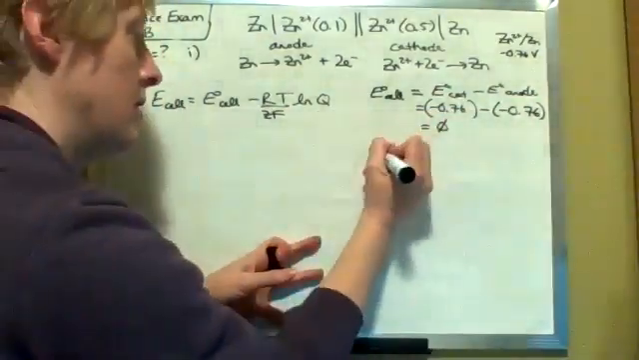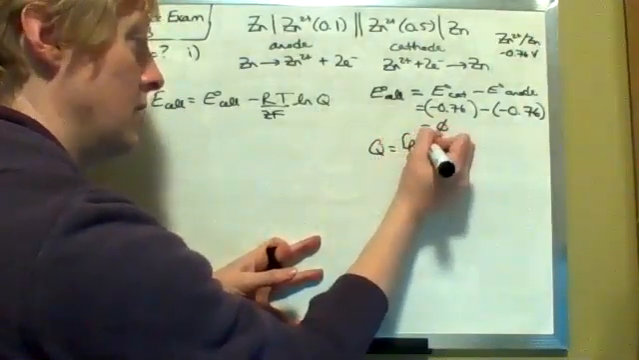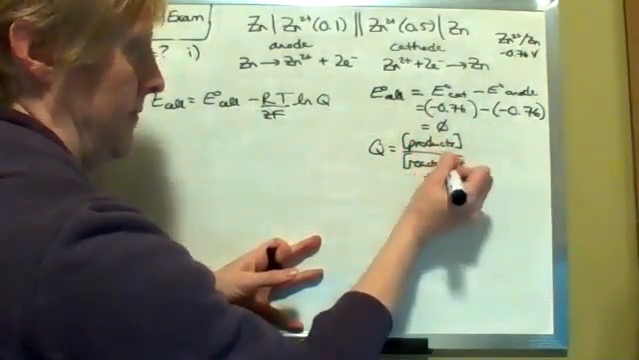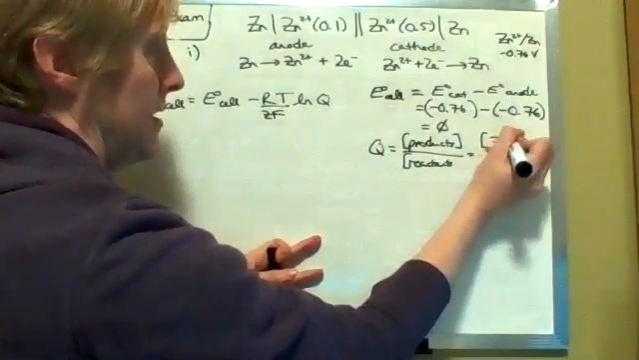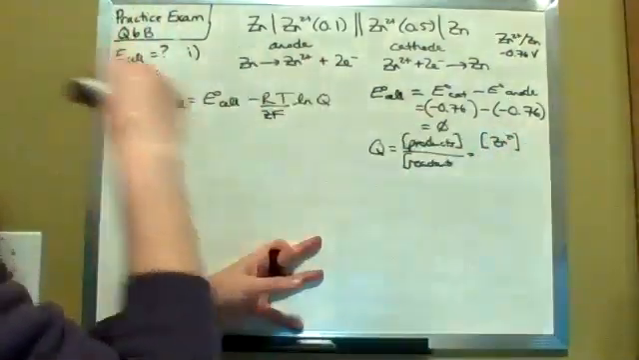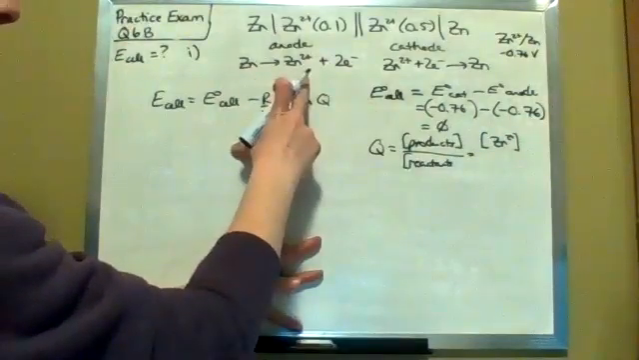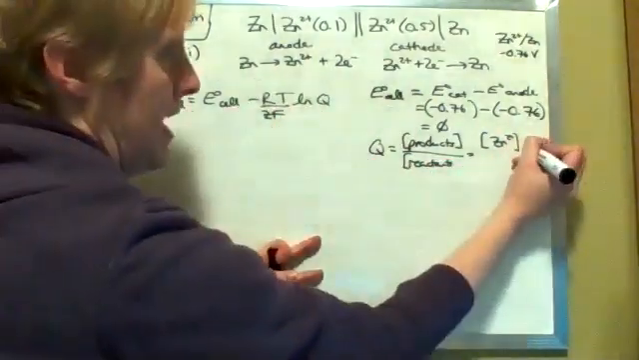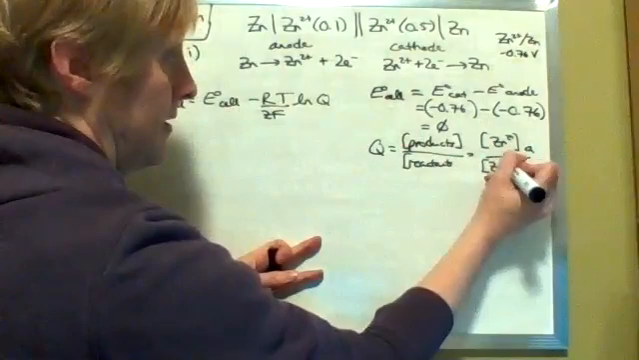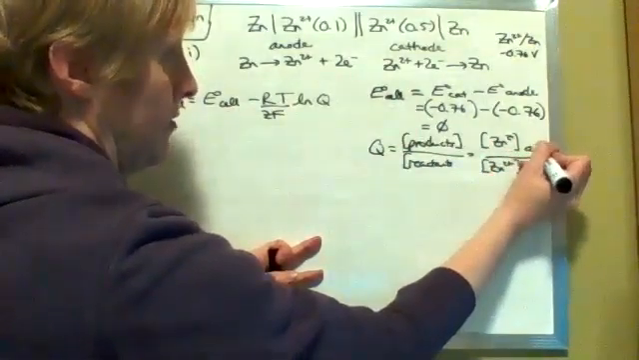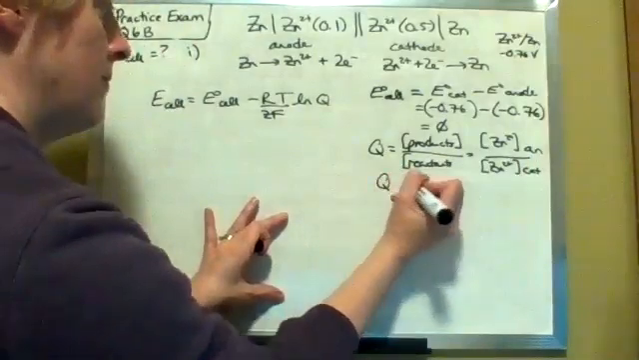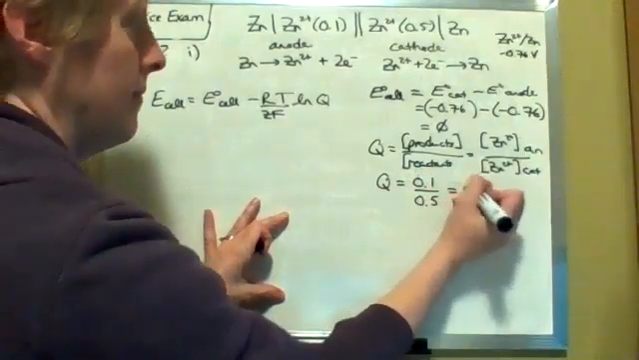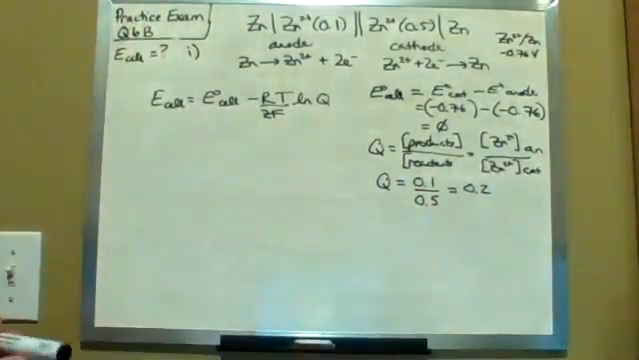Now for Q, the Q is our concentration of our products over reactants. So we have 2 different zinc concentrations, and I'll call this one here, so the one on the product side, zinc 2+, because everything else, the electrons don't count in there, and the other is a solid. So the zinc 2+ of the anode over zinc 2+ of our cathode. So Q equal to 0.1 over 0.5. So it's equal to 0.2.